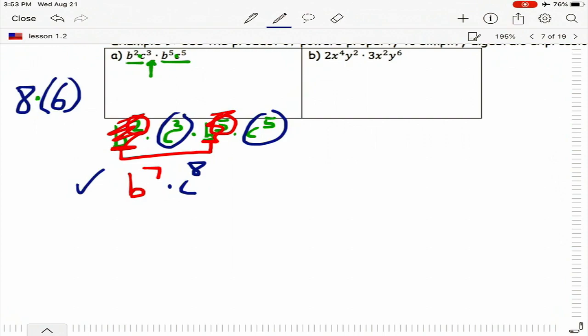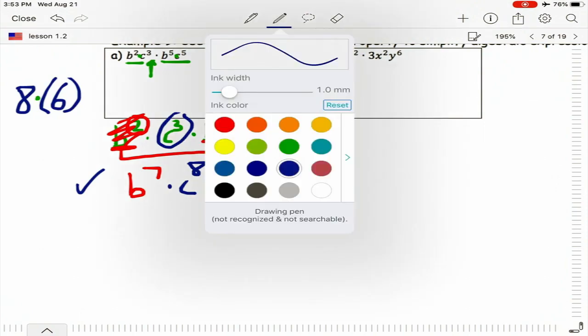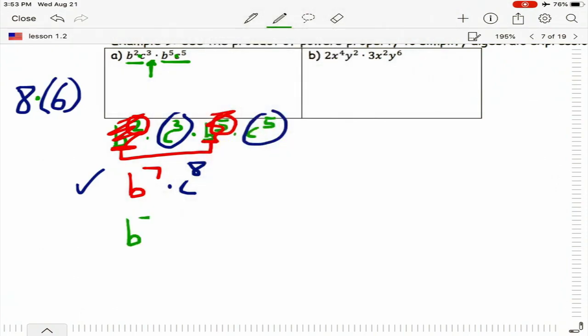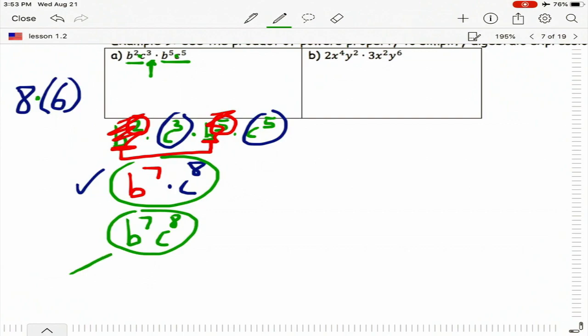Like sometimes we can't solve it, but the directions will tell you to please simplify it. Even though this answer once again is correct, you can probably understand why this is simpler. B to the 7th, c to the 8th. Maybe they look identical to you, maybe not. But understand that here, I have a multiplication symbol, and here I don't. This is the better answer because I have less symbols.